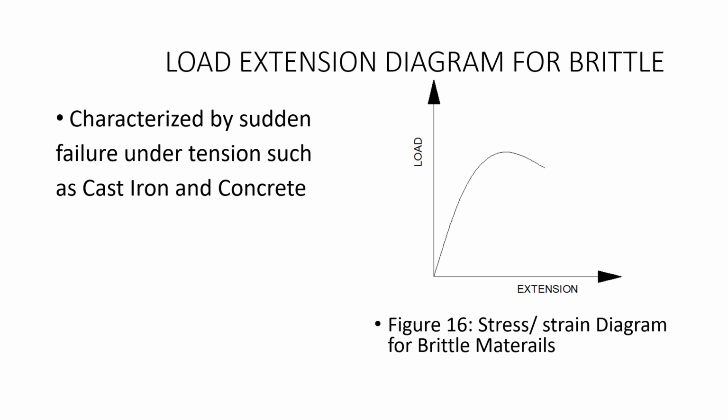Load extension diagram for brittle material. For brittle materials, like cast iron, you don't have what we call the elastic stage. This is characterized by sudden failure under tension, such as cast iron and concrete. Figure 16 indicates the stress and strain diagram for brittle materials.